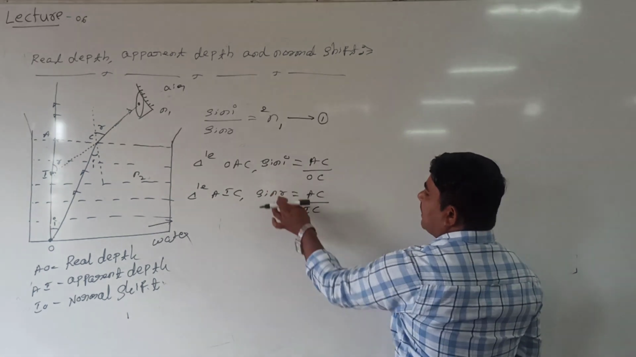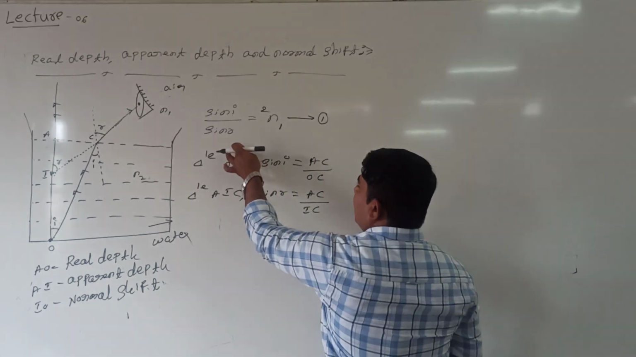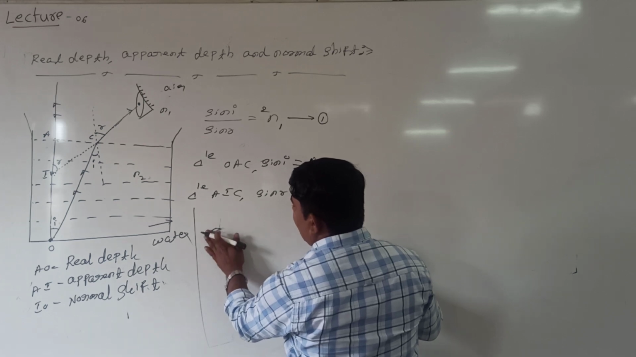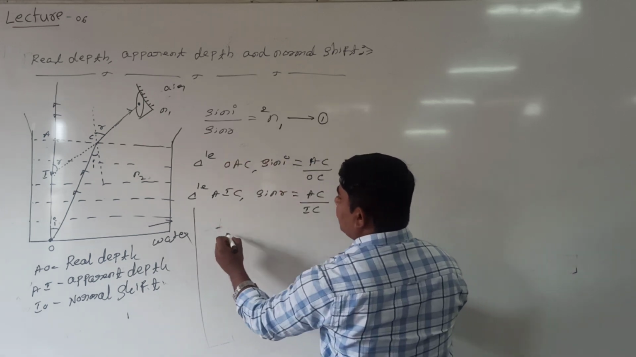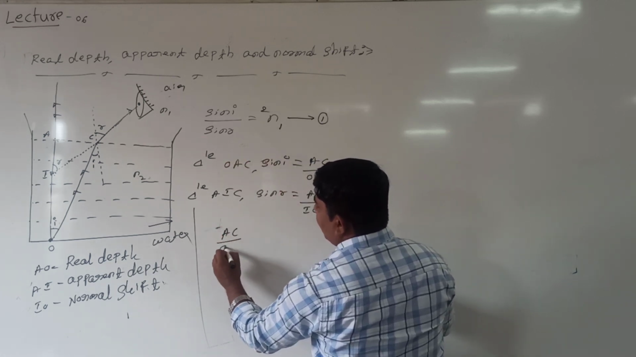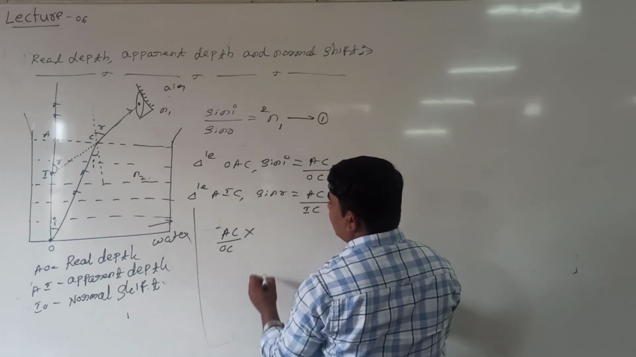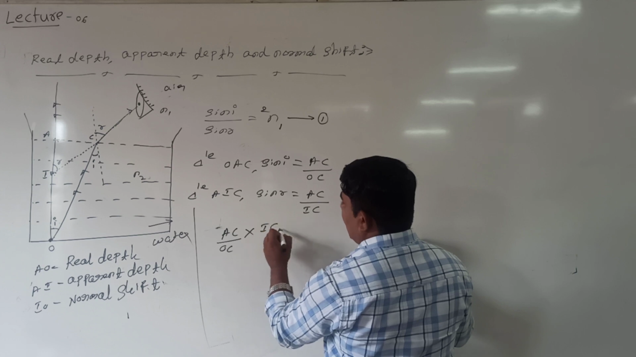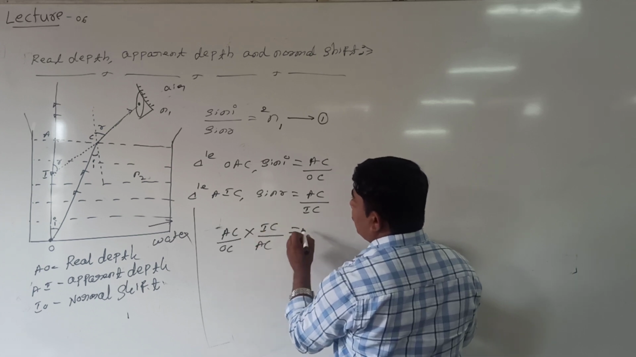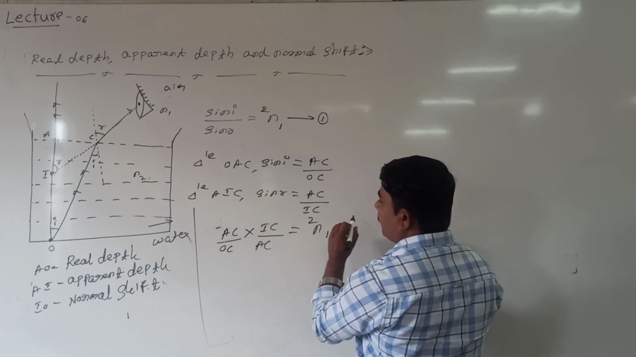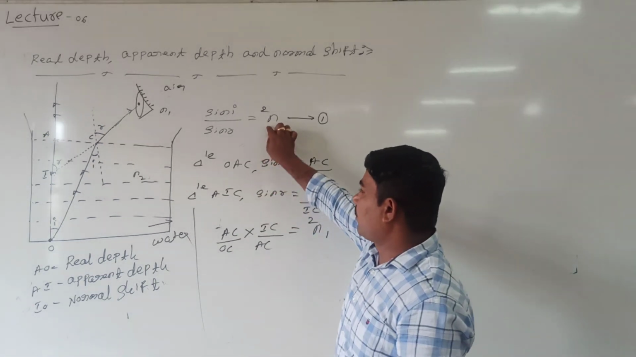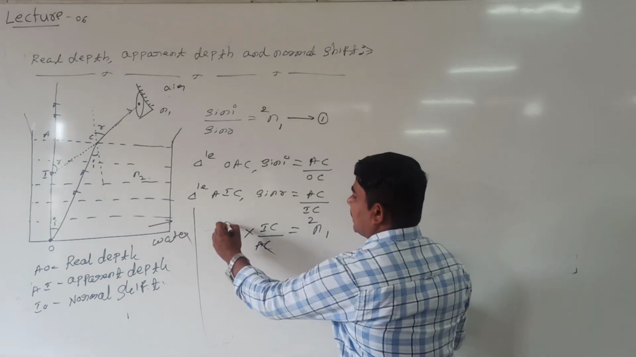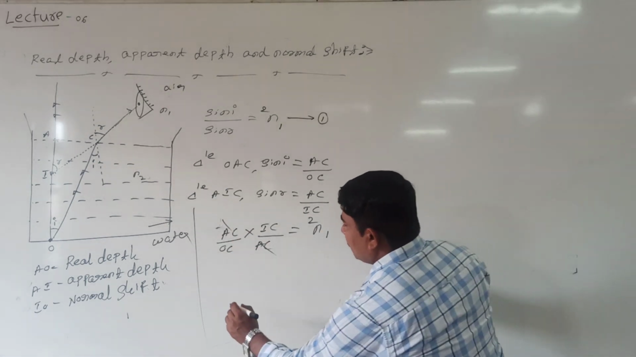Now I need sine I by sine R. Look at me, sine I by sine R. How to take sine I by sine R? Sine I means this value, AC divided by OC. Sine R, what is sine R? Sine R is equal to how much? IC divided by AC. This is equal to the refractive index of the first medium with respect to the second medium. From equation 1, I put the value of sine I and sine R. AC gets cancelled. What is remaining then?